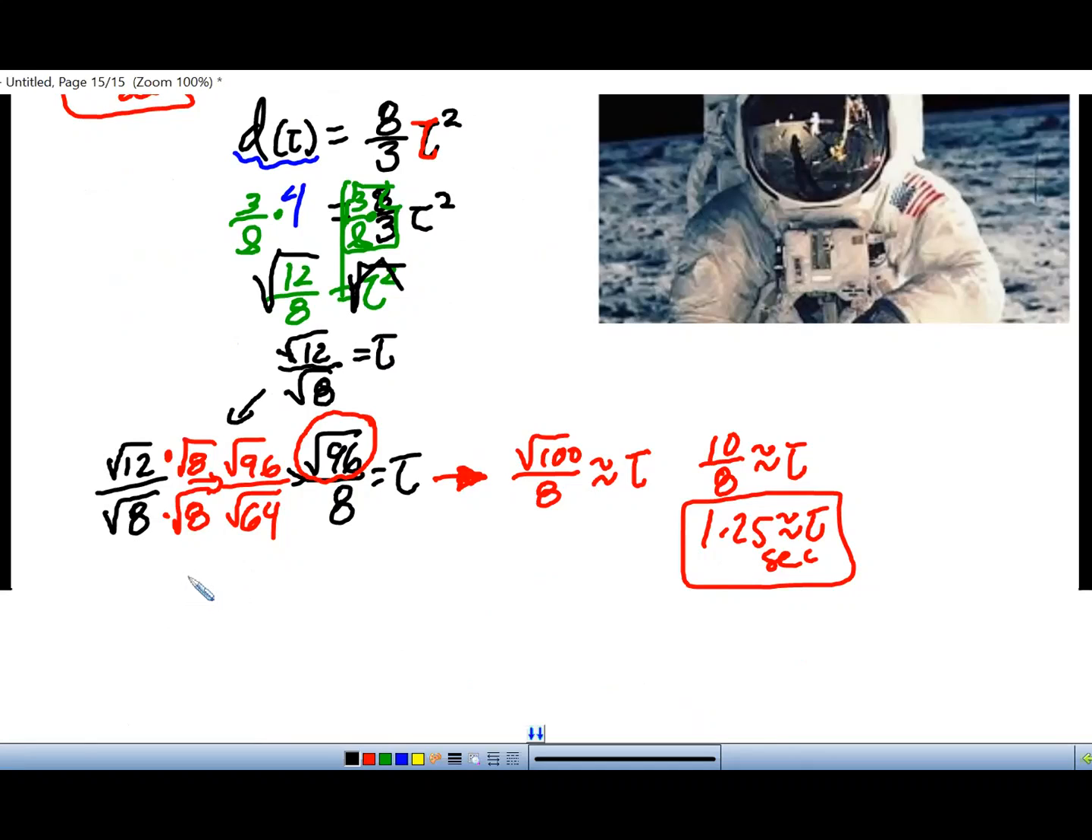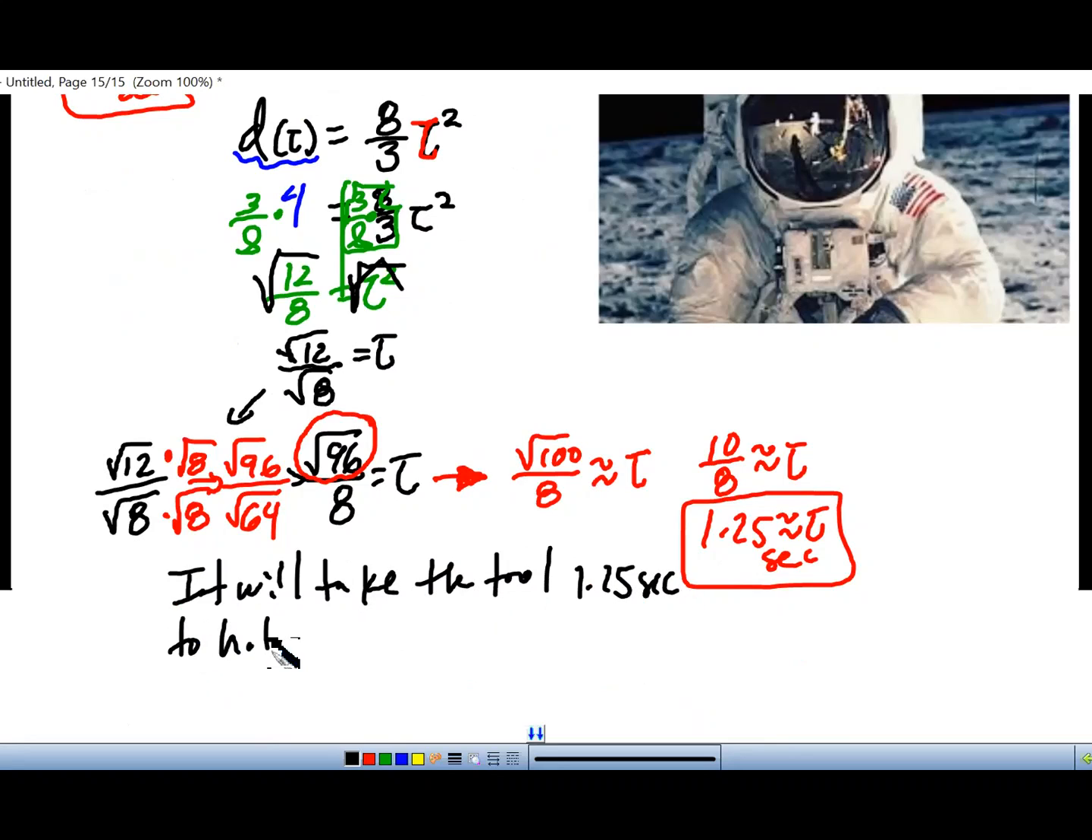It will take the tool 1.25 seconds to hit the ground. Important, on the moon.